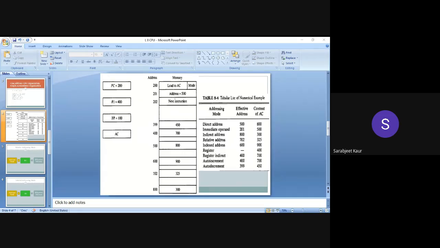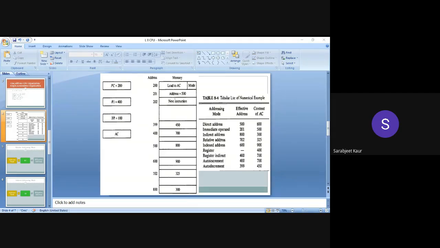Oh, I'm sorry, I'm talking about the immediate mode, not the direct mode. I'm talking about the second operand, the second mode. If we are talking about the immediate mode, that means the operand is immediately available in the instruction itself. So this 500 is what? This 500 is the operand. And what is the effective address in this case?